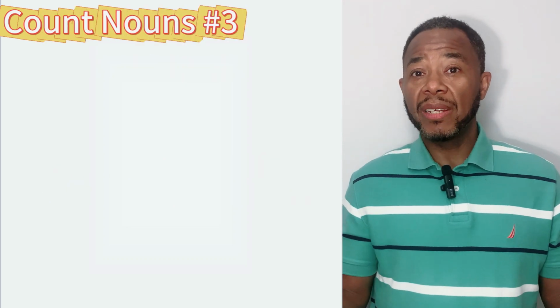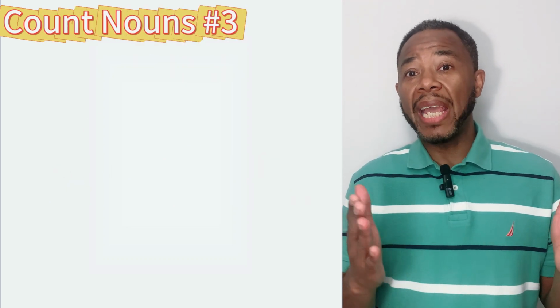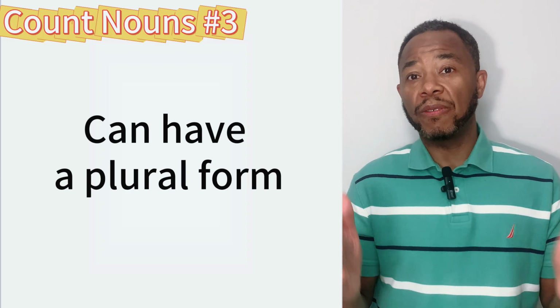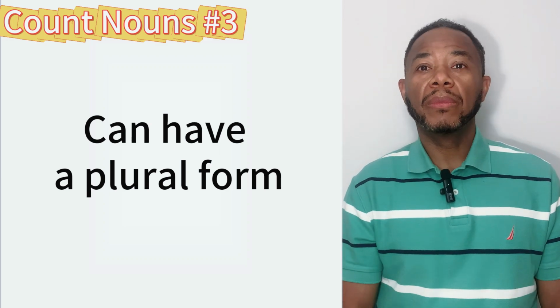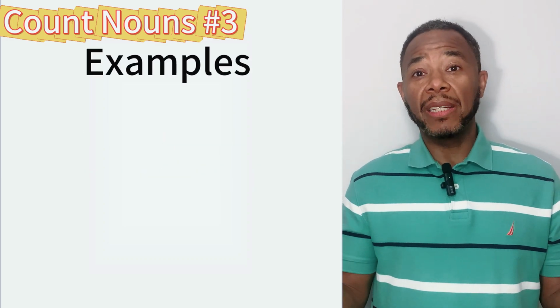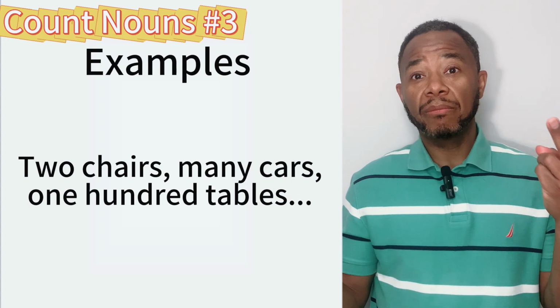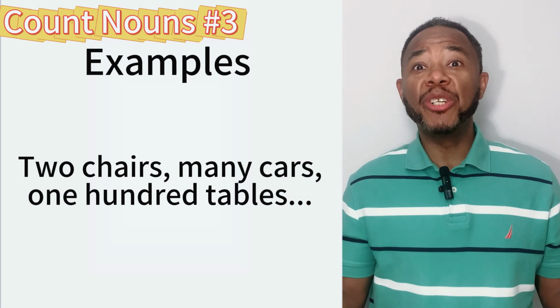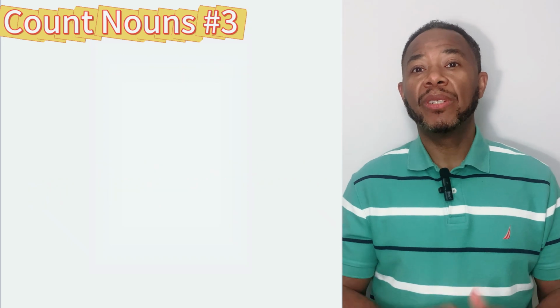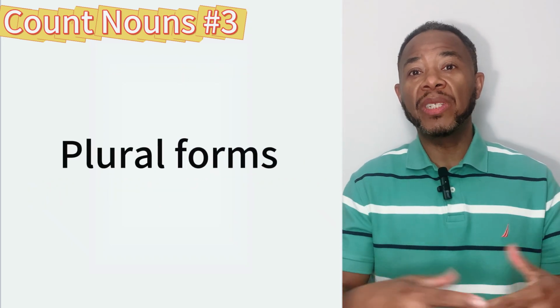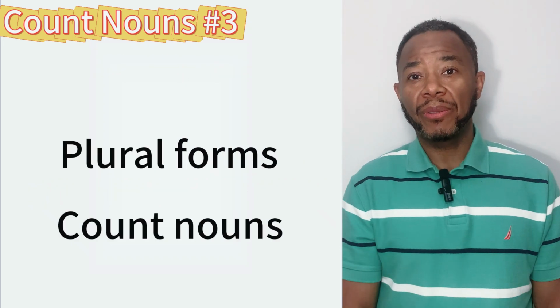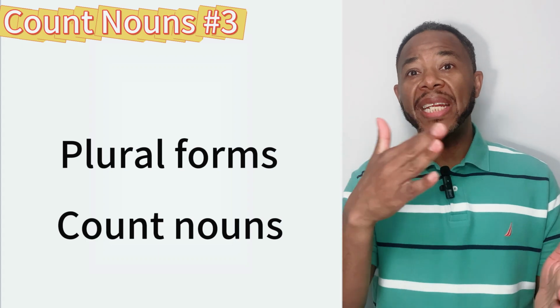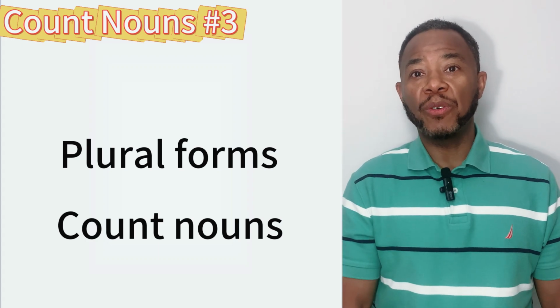Number 3, count nouns can have a plural form. So I can say 2 chairs, many cars, 100 tables. So these are the plural forms of count nouns. Usually you put an S at the end of the word.